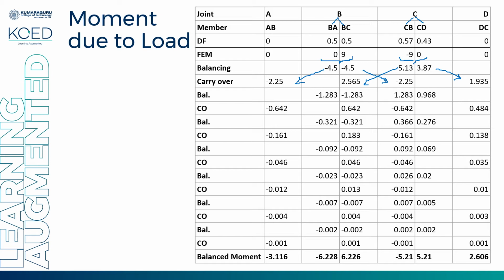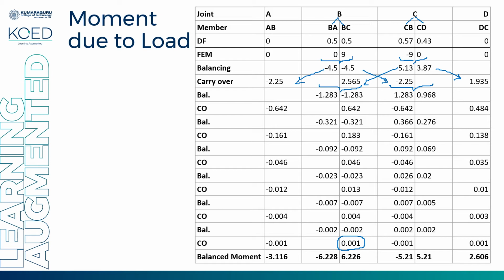These carried over moments are also not balanced. So again I have to perform a balancing operation and repeat with the carryover operation. I will repeat this process until my required degree of accuracy is reached. Like here, the unbalanced moment reaches 0.001, so I will stop with this.